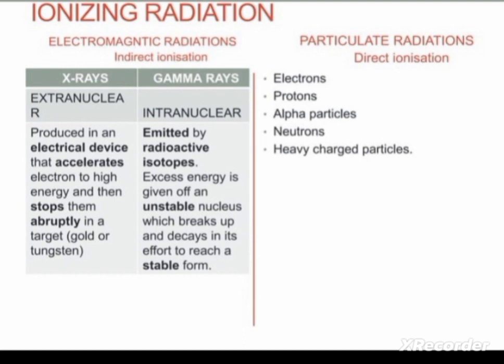Then another form of radiation we use is direct ionization. Here we are using electrons, protons, alpha particles, neutrons, and heavy charged particles.